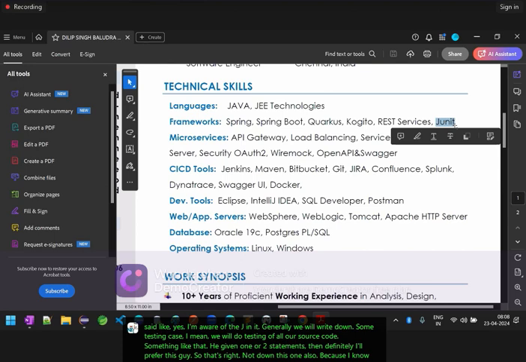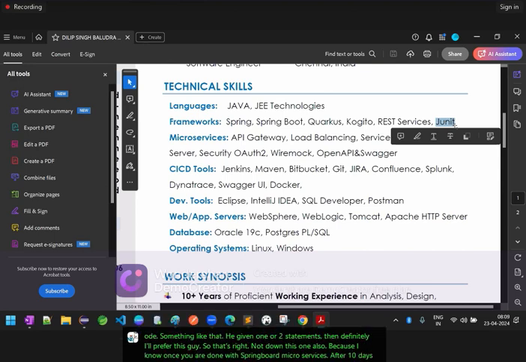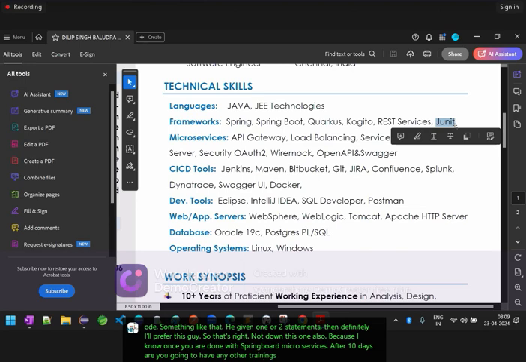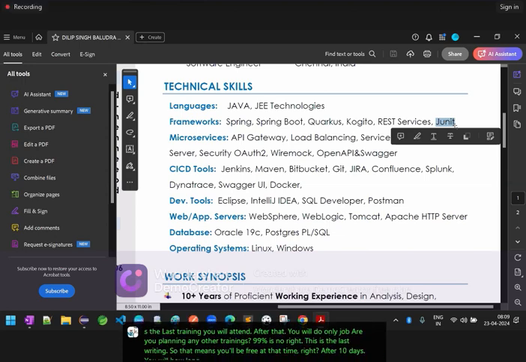Because once you are done with Spring Boot microservices after 10 days, are you going to have any other trainings? No, right? This is the dead end. As a Java developer, Spring Boot microservices is the last training you will attend. After that, you will do only job trials. 99% no, right? So after 10 days, you will have a lot of time.